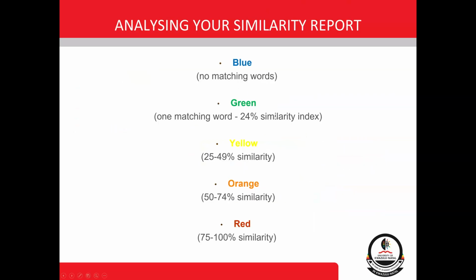So it just tells you, when you're looking at the text when you submitted your assignment, if it's blue, there's no matching words. Green means it's 24%, yellow, it's 25%, and so on and so on. So if the text is highlighted in red, it means 75 to 100% is similar to stuff on the internet. All right.